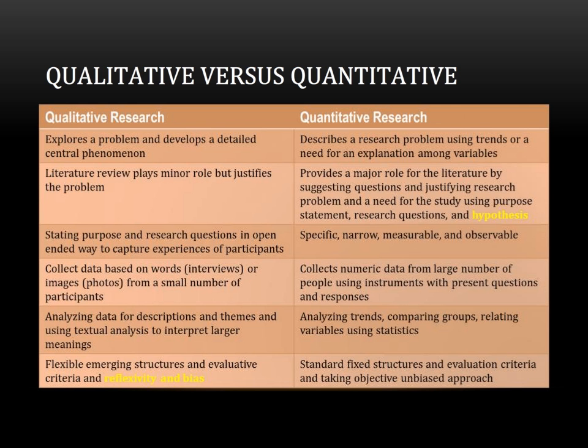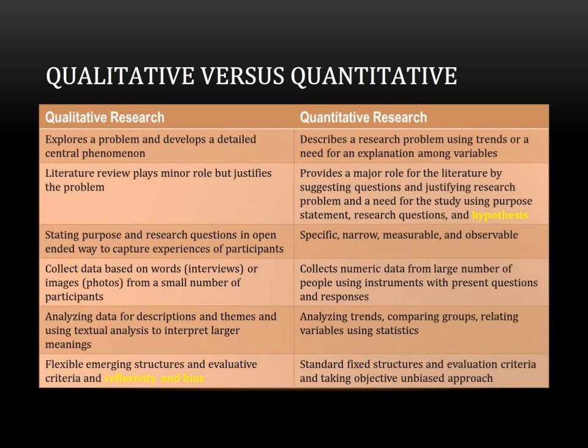By contrast, quantitative research tends to describe a problem using trends or a need for an explanation among variables. Quantitative research provides a major role for the literature, so the literature review tends to be much more important for quantitative research. It also justifies the research problem and a need for the study using purpose statement, research questions, and hypothesis. So here again is another distinction between qualitative and quantitative research.